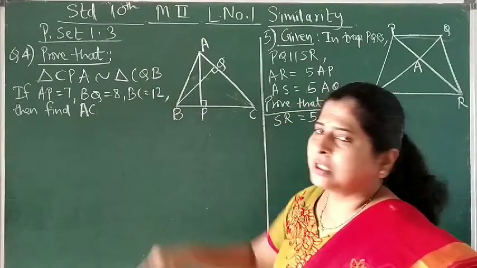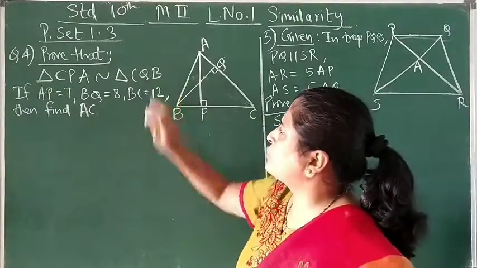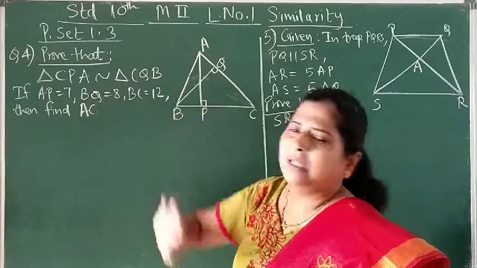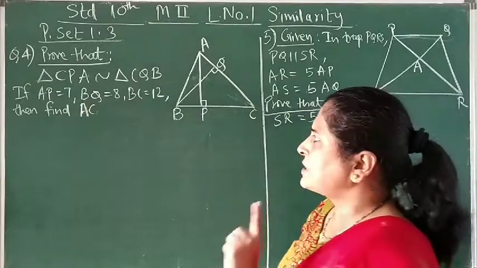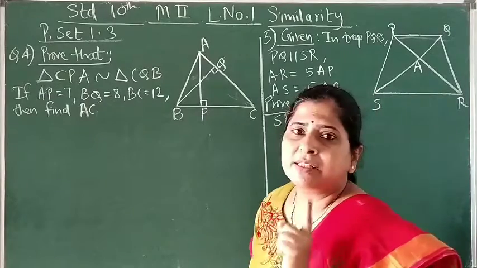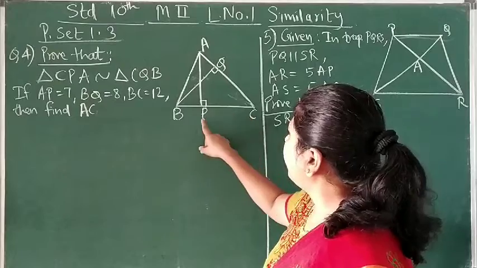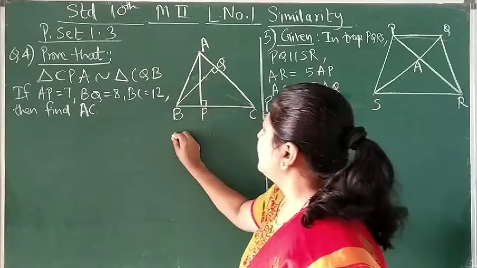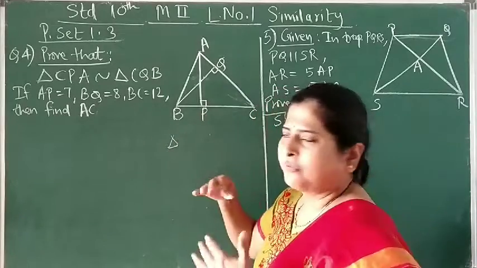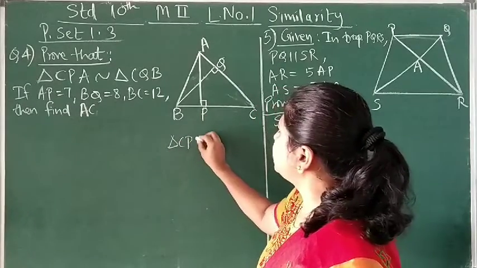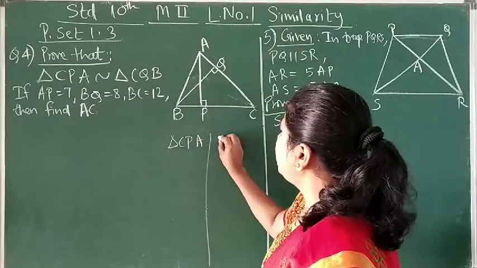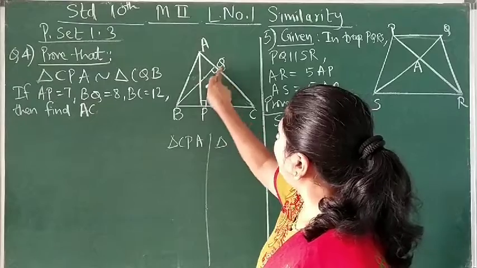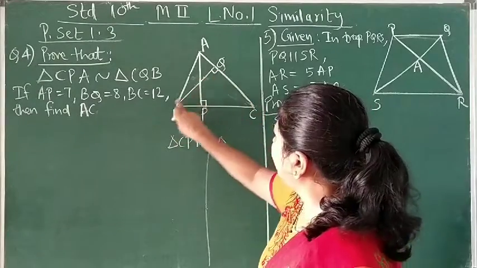So in this question there are two parts. First we have to prove these two triangles similar, and when we prove these triangles similar we have to find the length AC. Now let's see where the triangle CPA is. Point C is here, P and A. So this is the triangle required, CPA. We will do this rough work first. First we take triangle CPA, and the other triangle is CQB. C, Q and B. This is the triangle CQB.